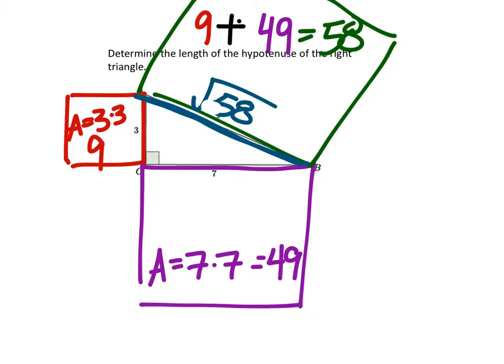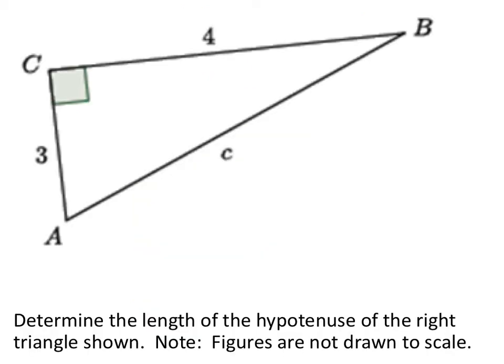We were given the area of that square at 58. So to find the side length of that square, we took the square root of that area, which is 58. Determine the length of the hypotenuse of the right triangle shown. Note, figures are not drawn to scale, so measuring isn't going to help us on this one.